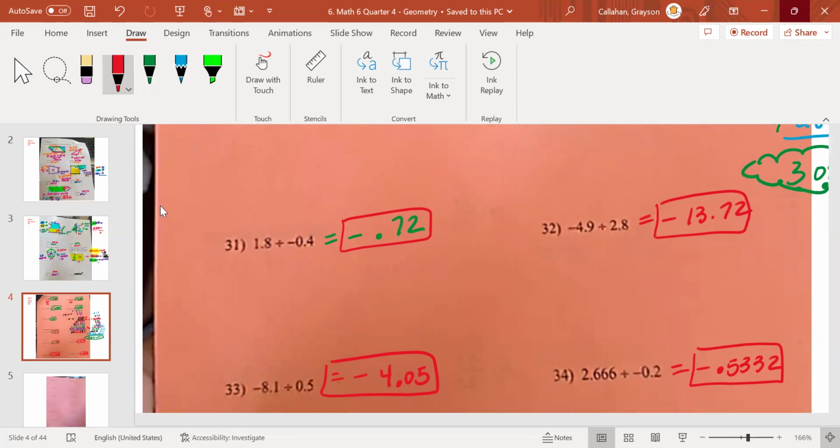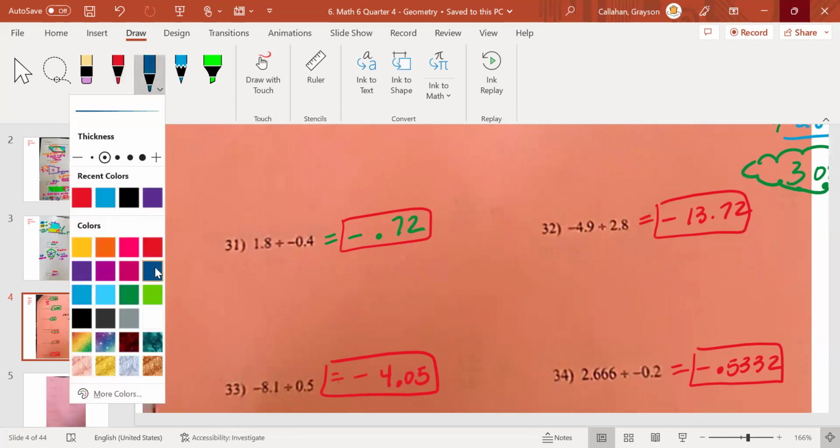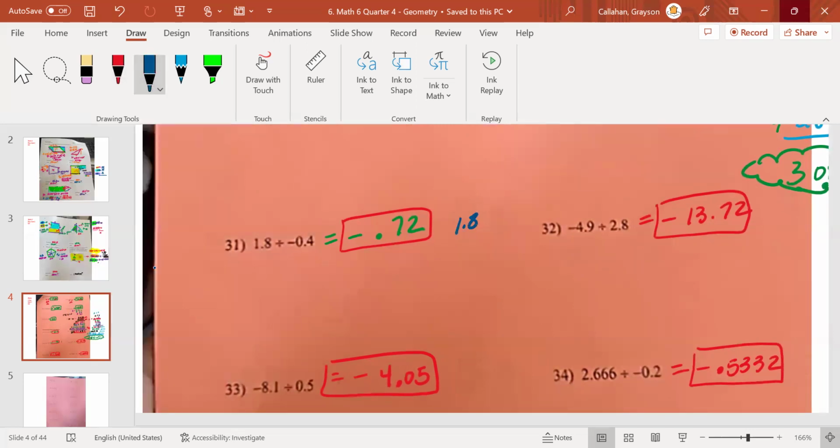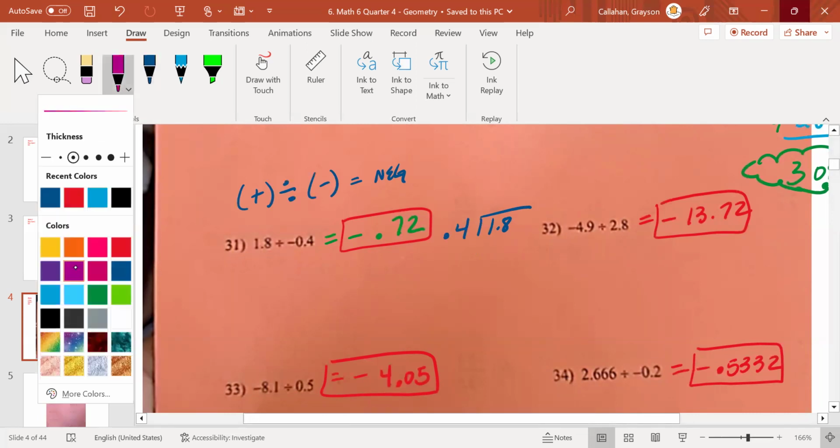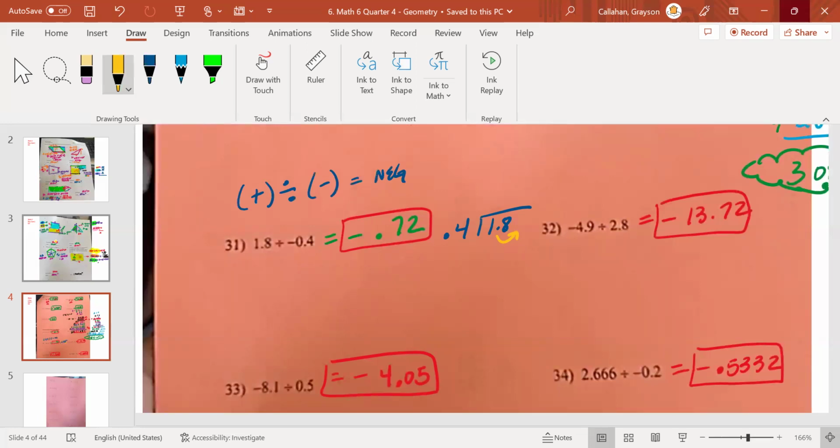Okay, so let's go ahead and take a look at number 31. So for number 31, you have 1.8 times 0.4, right? You know your answer is, okay, so we have a positive divided by a negative. Your answer is a negative, right? So let's divide it. 1.8 divided by 0.4. First thing you want to do is you cannot have anything that has a negative, right? On the inside or the outside. So this one, you always move the inside first, okay? Move inside decimal. Do you understand?